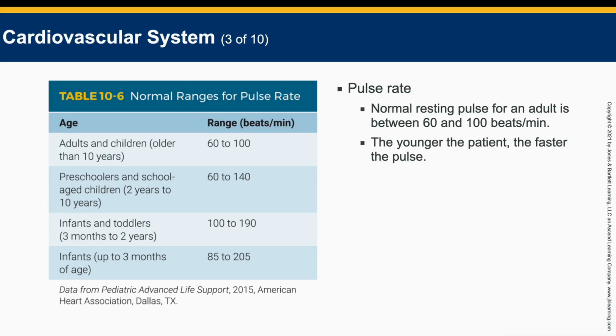When checking a patient's pulse, we should not only consider the rate, but the strength and regularity of the pulse. Understanding normal pulse ranges for different age groups helps us recognize when the pulse may be too fast, too slow, or abnormal, which can indicate underlying medical problems.